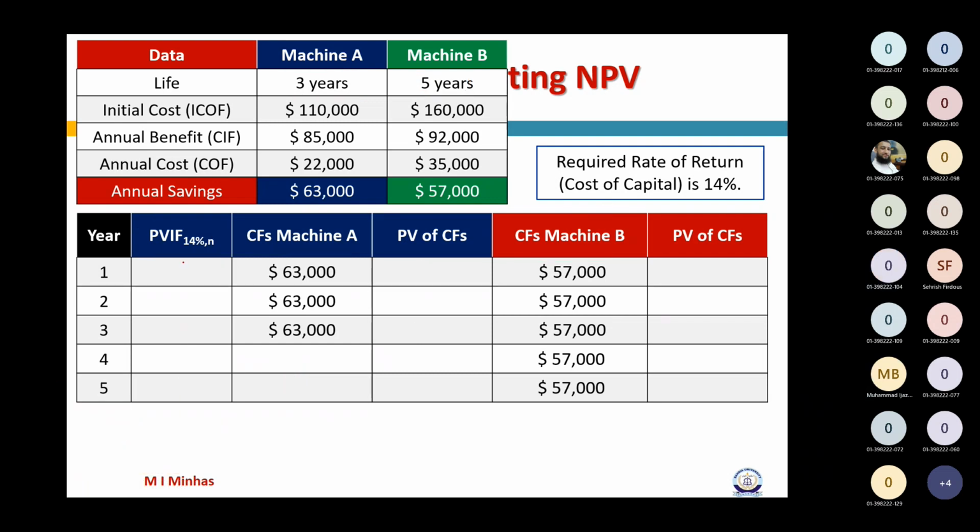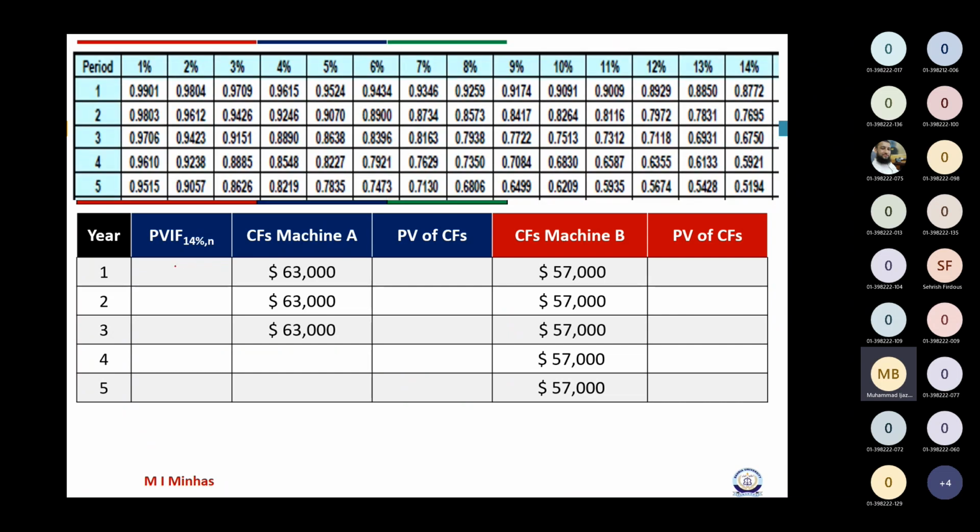So now from the table, we can calculate the present value interest factor. And obviously, we are going to look into the column that tells us about the present value interest factor values at a rate of 14%. For year one, this value is 0.8772, right? So I'll just write it here.